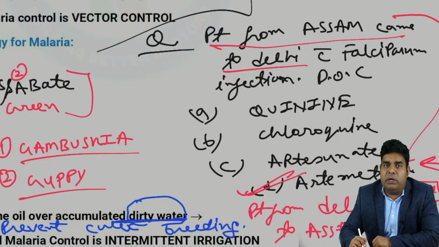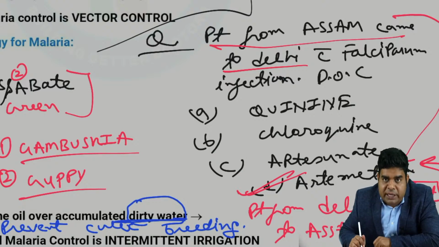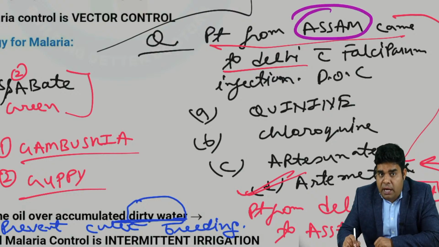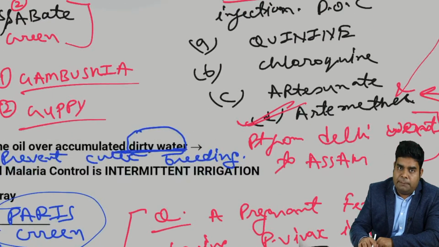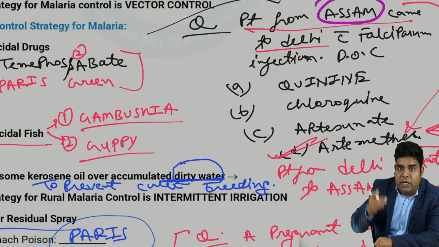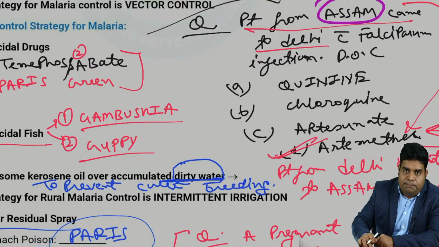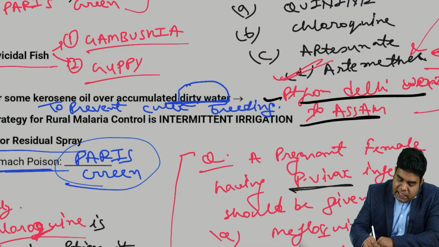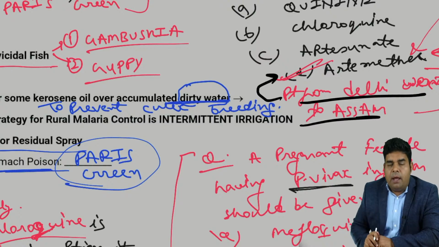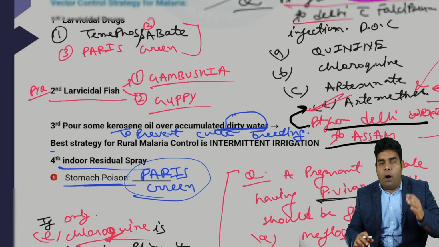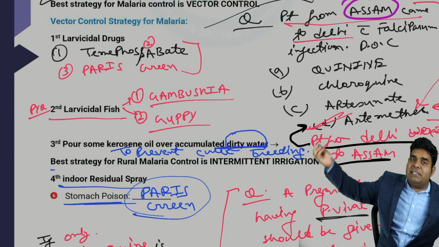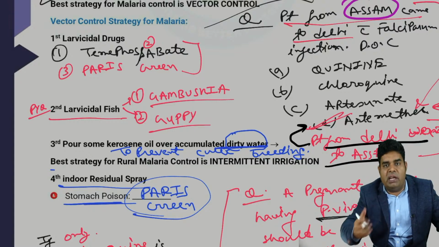Patient come from Assam to Delhi with Plasmodium falciparum. What is the drug of choice? So if they include the name of northeastern state, answer will definitely become artemether. Now suppose they change the question, and rather than asking Assam to Delhi, they ask Delhi to Assam. If they ask Delhi to Assam, even then the answer will be same, artemether. Because if someone is going from Assam to Delhi, that person might be carrying resistant falciparum from Assam to Delhi, and therefore we give artemether.